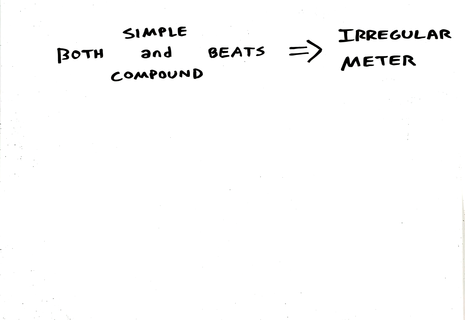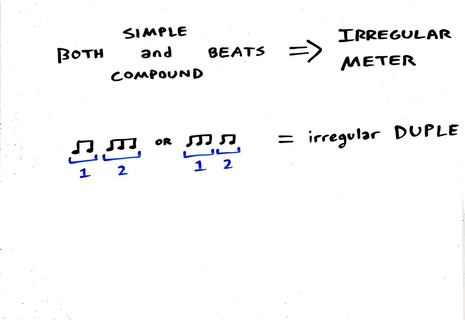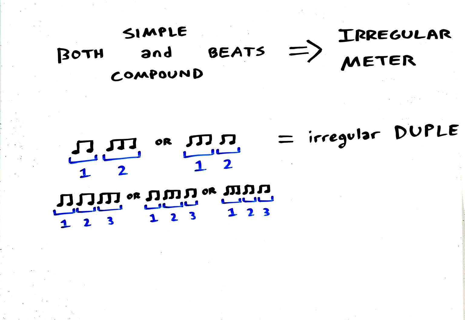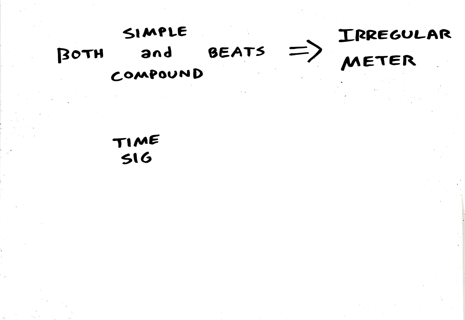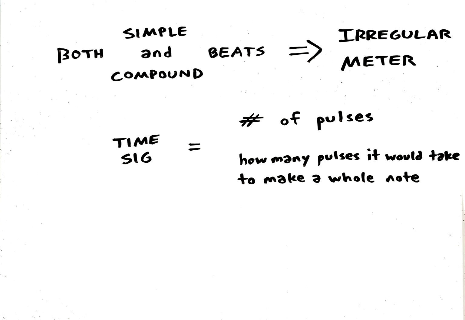An irregular meter with 2 beats is irregular duple. An irregular meter with 3 beats is irregular triple, and so on. To write the time signature of an irregular meter, just write the number of pulses on the top, and on the bottom write how many pulses it would take to make a whole note.